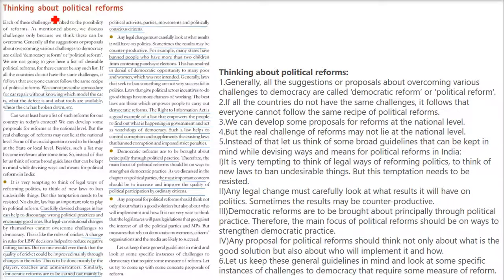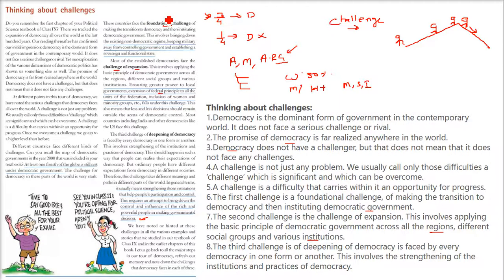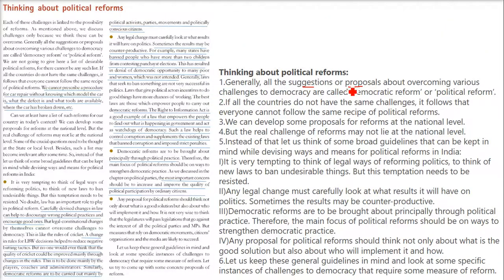When we talk about political reforms, people, institutions, and some good people give suggestions and advice. All the suggestions, proposals, and advice about overcoming the different challenges to democracy which we just saw are called democratic reform or political reform. The foundational challenge, the challenge of expansion, and the deepening of democracy all come under democratic reforms or political reforms.